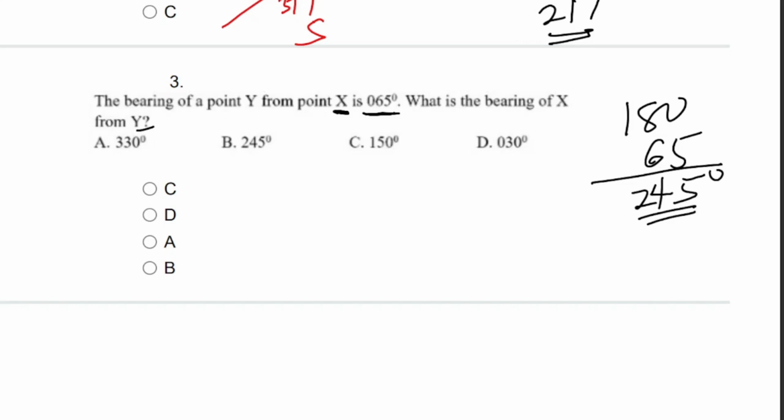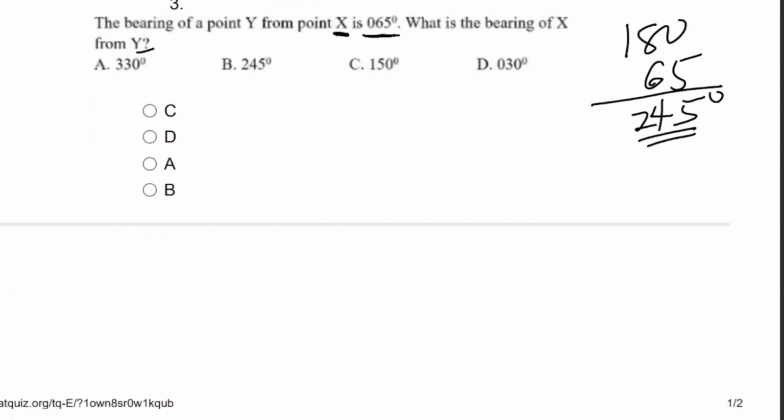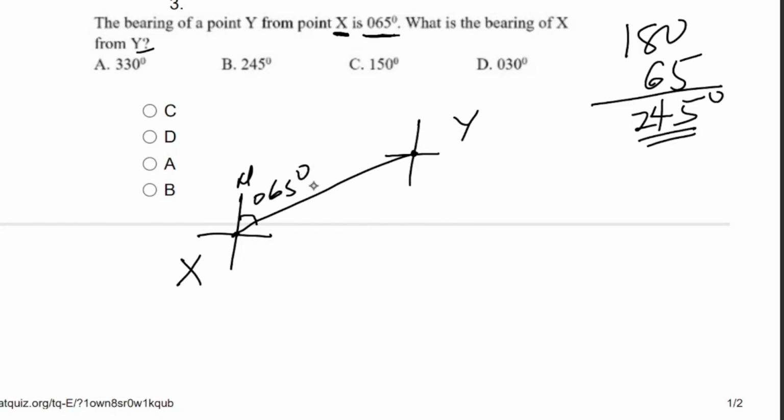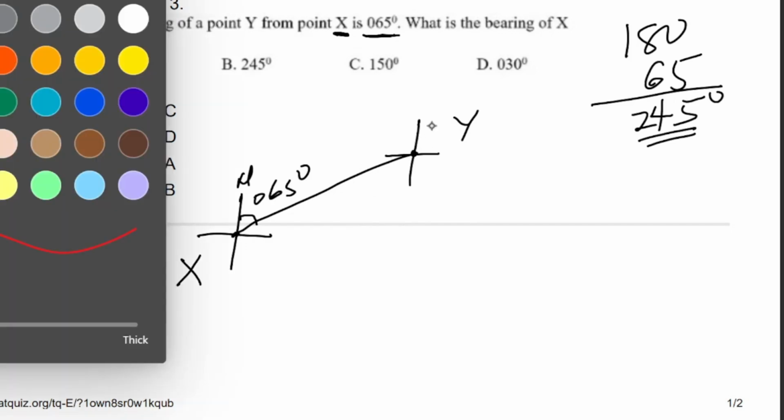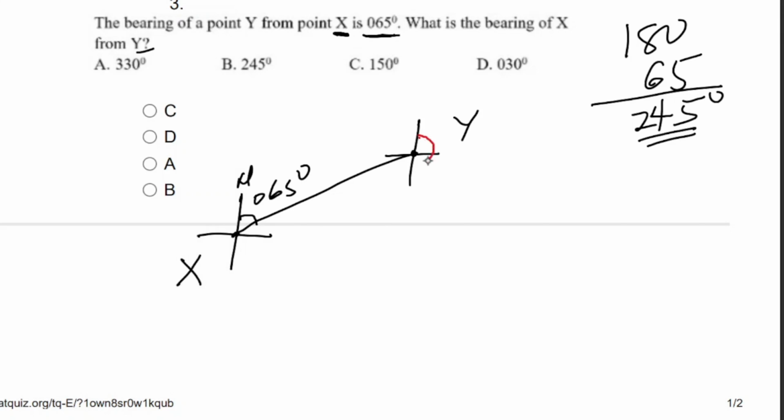Now let's sketch this and see how it's going to look like. Let's sketch 65 degrees. This is from X. This is X. So from here to this way, this is 65 degrees to Y. This is Y. So this is 65 degrees. Now I want to measure X from Y. This is starting from Y again now. So that means we are going to measure this angle here to this place. So that is X from Y.